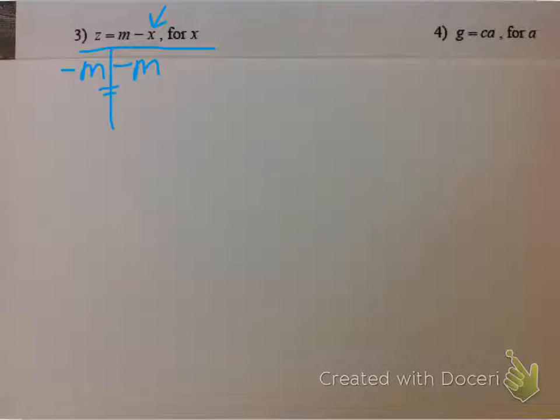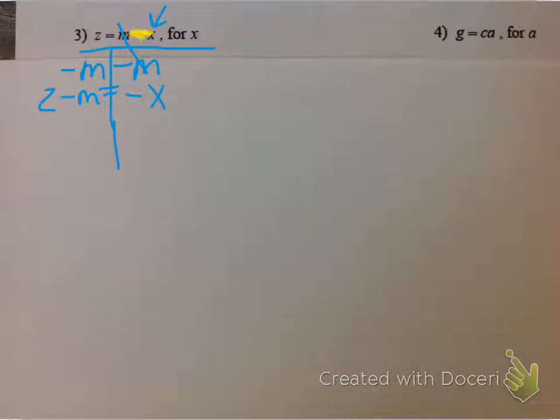Okay. M minus m is just 0, so we're going to leave that alone. Then we're going to carry down the negative x. Don't forget that negative that's right there. Very important. Then we need to bring down our z, and we have a minus m. Okay. Now, we are solving for x, not negative x. So we do need to get rid of that negative sign.